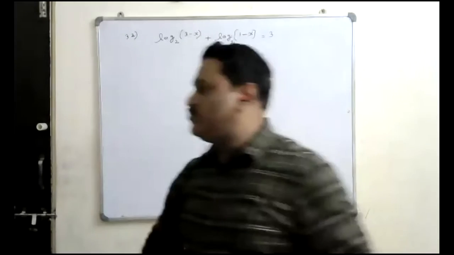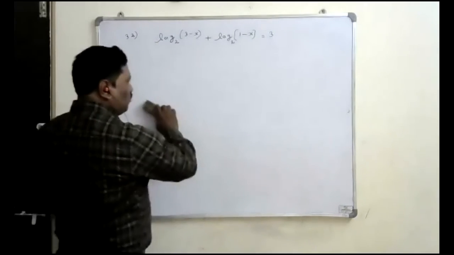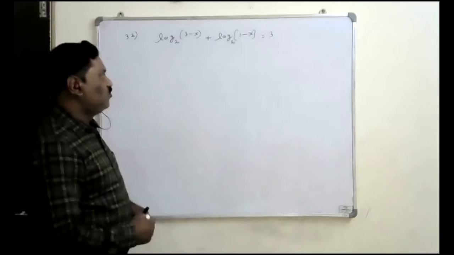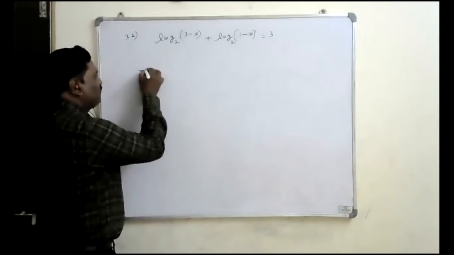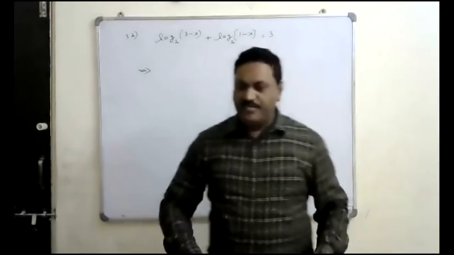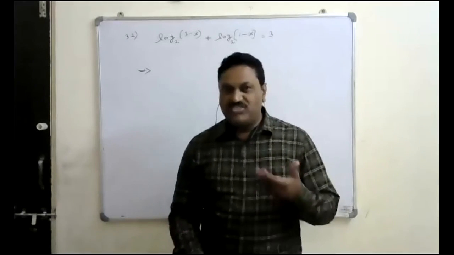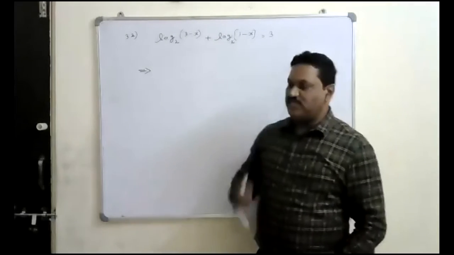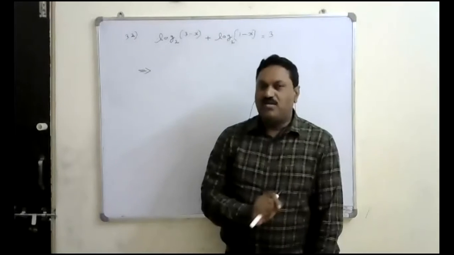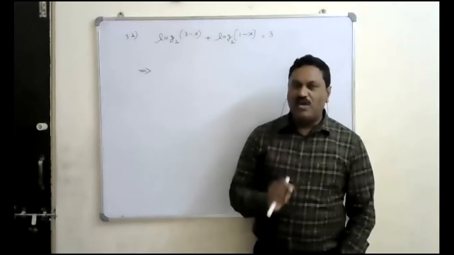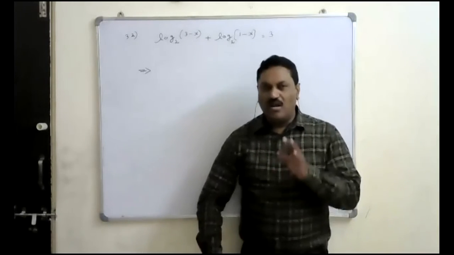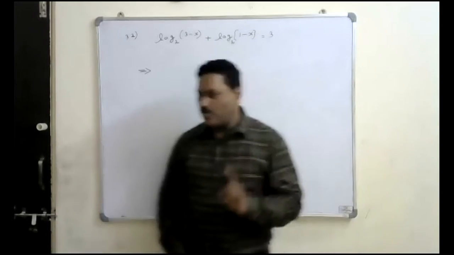To solve this, we have to use the properties of the logarithm. Just observe this. Before going to that, first we should find the range of x that will satisfy, because it is a logarithmic function, right? We know that inside the logarithm we always have to take a positive value only. For a negative value and for zero, log is not defined, right? That is the first point you have to remember.